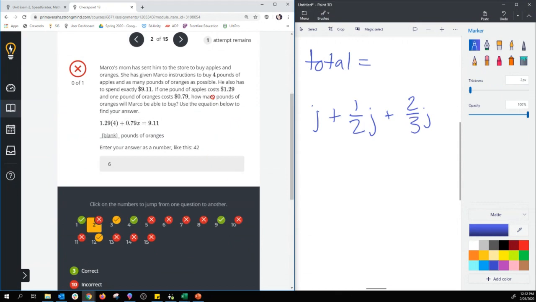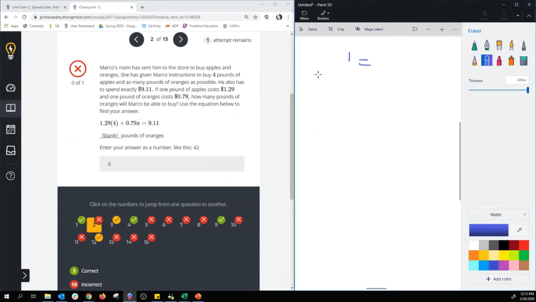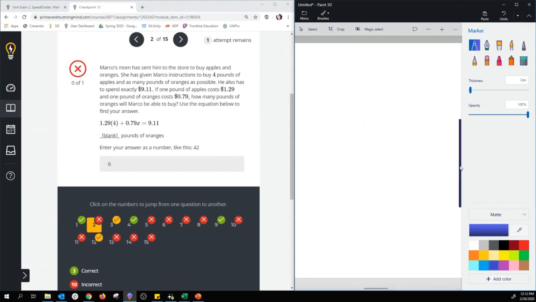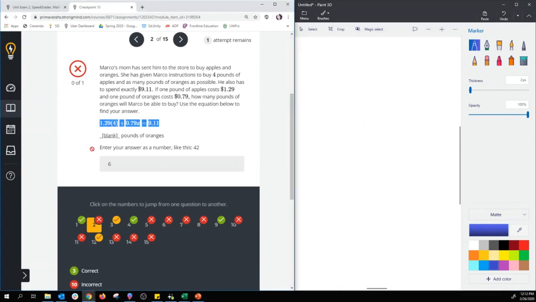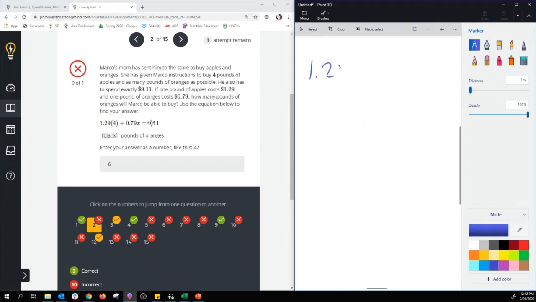Alrighty, next problem. This is very similar to what we were just doing in our live session. We have this whole problem here, and we're given this equation, and we need to solve it. So let's use what we just learned to try and solve this equation. I have 1.29 times 4 plus 0.9x equals $9.11.